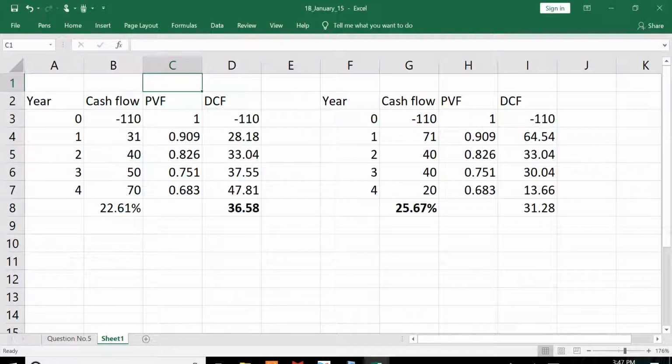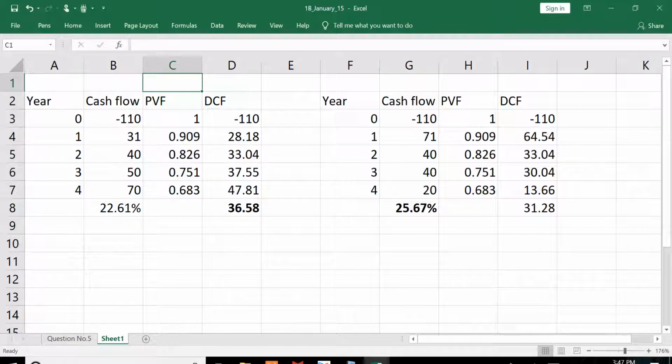Any doubts? No, so the higher IRR is the second. Correct. From the IRR point of view, Y is better. They're asking how IRR can help in decision making. That is why I have two IRRs.